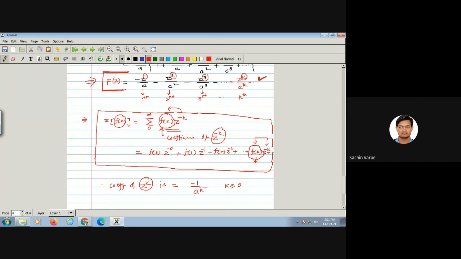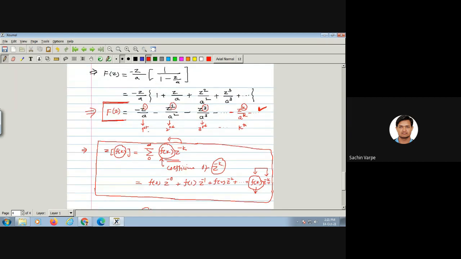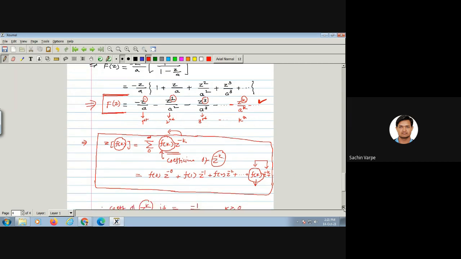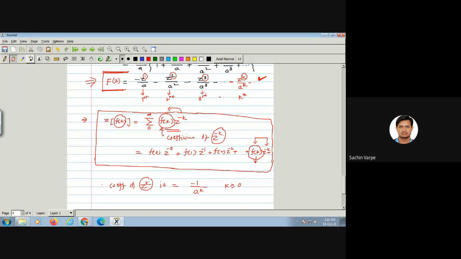So is the first coefficient minus 1? First coefficient is minus 1 by a, right? So to get minus 1 by a, I'll have to vary k from 1 to infinity, right? So that at k equal to 1, I'll get the first coefficient, that is minus 1 by a. At k equal to 2, I'll get the second coefficient, that is minus 1 by a square, and so on. Is this point clear? So that is why k is greater than 0 here.